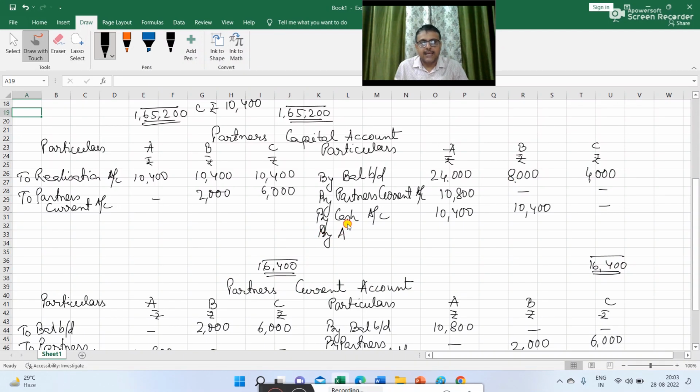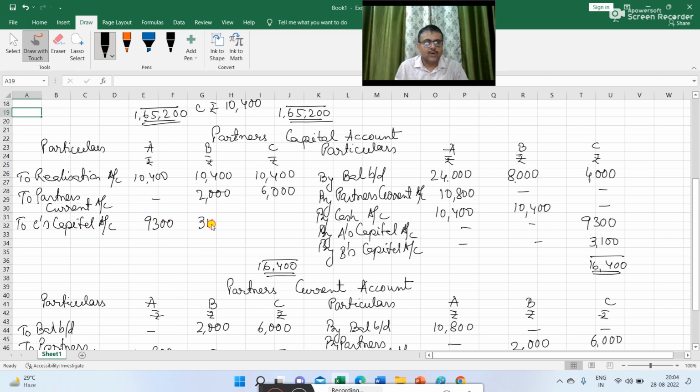So here I am writing by A's capital account 9,300 and by B's capital account 3,100. You can easily calculate: 12,400 into 3 by 4 is 9,300, and 12,400 into 1 by 4 is 3,100. So this is basically a contra entry. On the debit side, you can record to C's capital account 9,300 and 3,100.